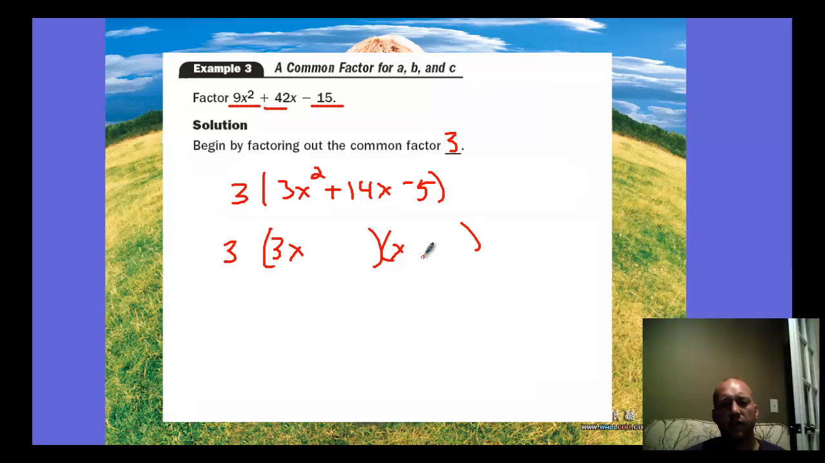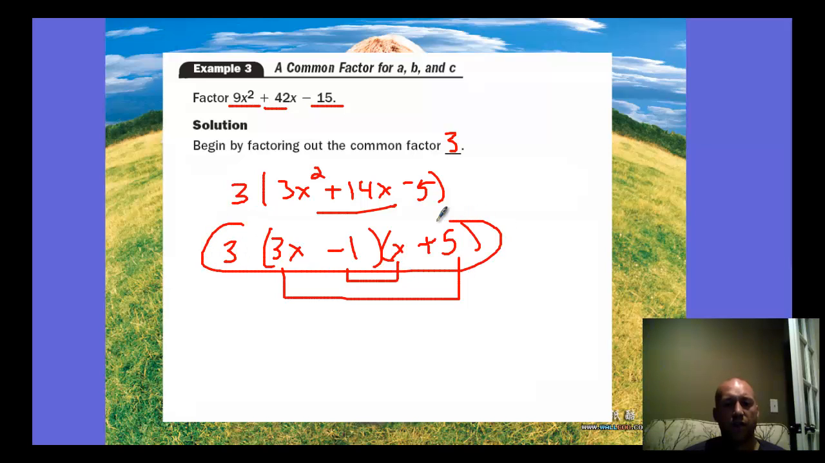We have a negative 5, so it's going to be opposites. I'm going to put the positive 5 here and the negative 1 here. The reason I know is because 3 times 5 gives you 15, a positive 15. And then the negative 1 times the x is a negative 1x. That's going to give me the positive 14x here. I want a positive 14, so I want the bigger values to be positive. So here is the factored form.